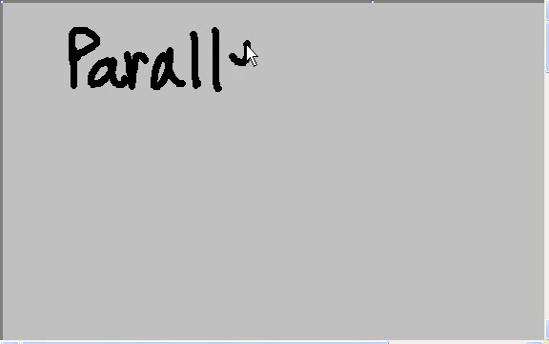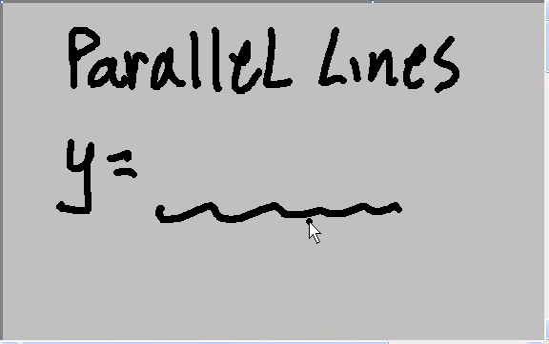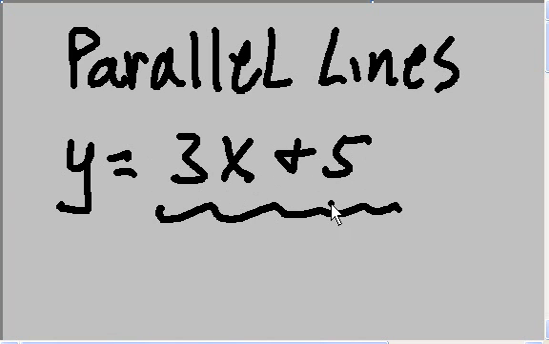Let's talk about parallel lines for a moment in a very practical way. Parallel lines. If you have a formula, an equation, y equals, now here's the equation, the right side of the equal sign, 3x plus 5. What lines would be parallel to that?